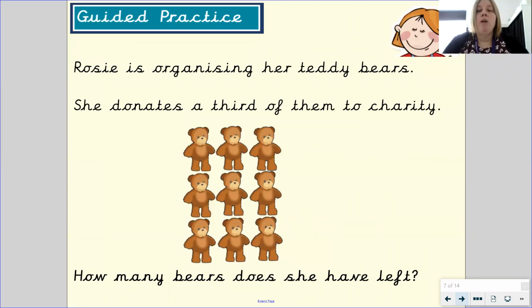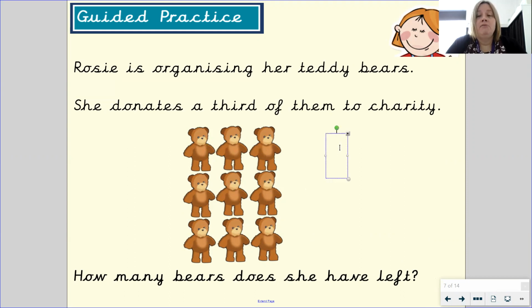Rosie is organising her teddy bears. She donates 1/3 of them to charity. How many bears does she have left? So we need to divide Rosie's bears into 3 equal groups. So the first thing we're going to do is count her bears. Count with me. 1, 2, 3, 4, 5, 6, 7, 8, 9.